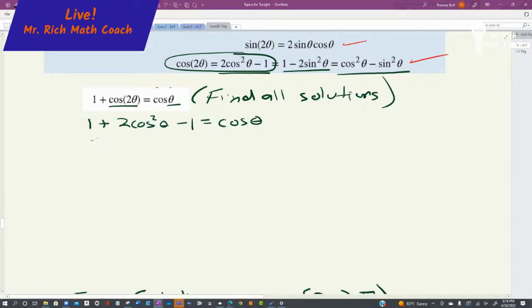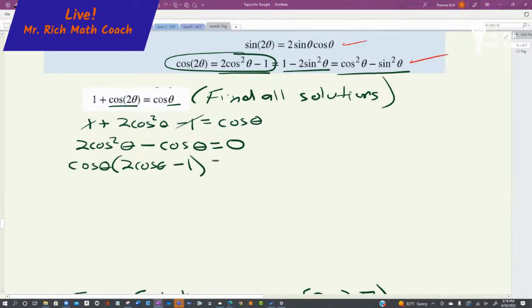Now, the 1 and the minus 1 are going to cancel to 0, but I'm still going to bring this 2 cosine squared theta, leave it on the left side, and I'm going to bring the cosine theta over as negative cosine theta, and that would be equal to 0, since these two terms are going to add up to 0. Now, what I'm going to do is factor this. I'm going to factor the greatest common factor of cosine theta out, leaving me 2 cosine theta minus 1 equals 0.